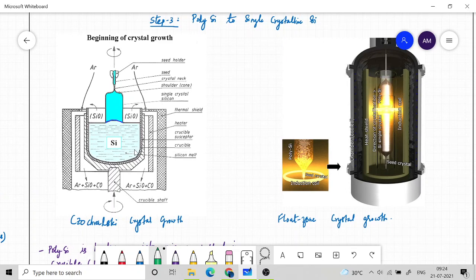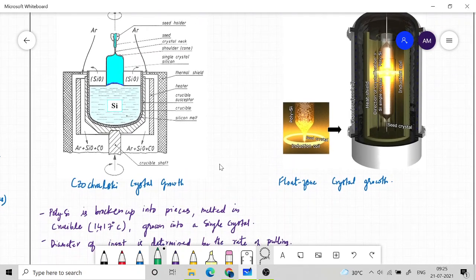Now there are some drawbacks for this method, and the drawback is that though we start with a very high pure electronically graded silicon material, actually speaking, after this process we get a single crystalline ingot, but the purity will be reduced. And the reason for that is because the crucible is made up of silica material. Okay, so in order to hold this high temperature, we need to take material which is stable at that temperature.